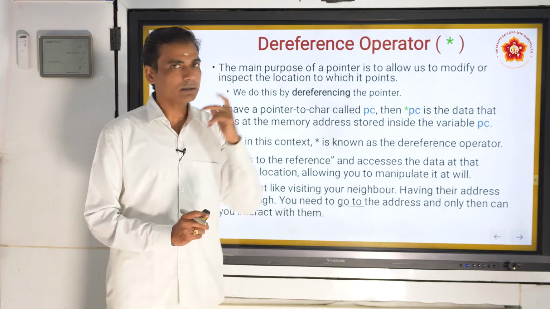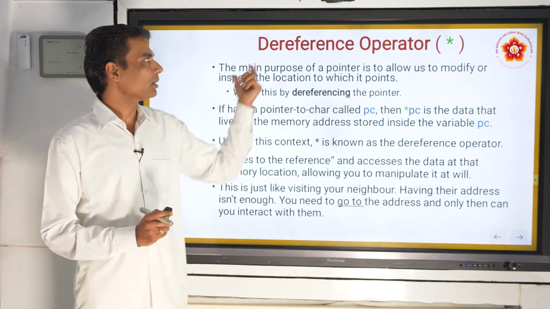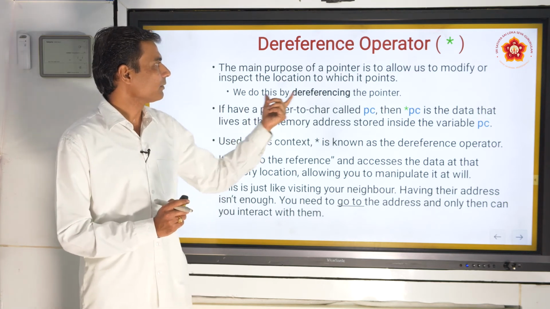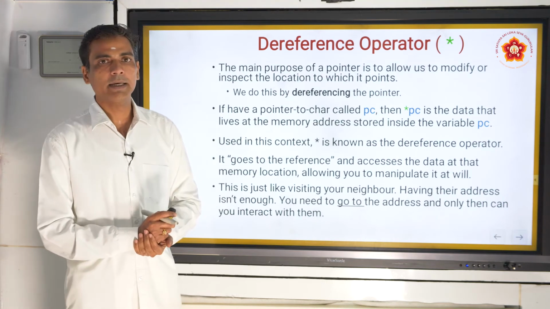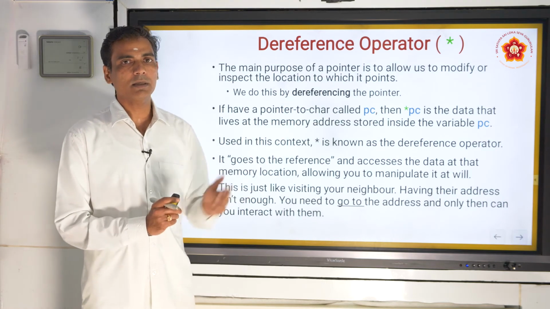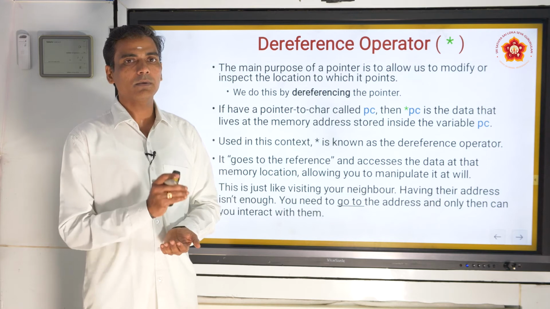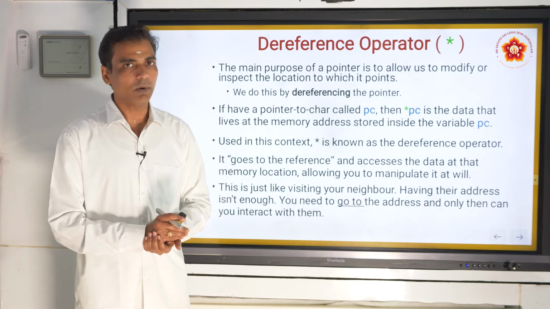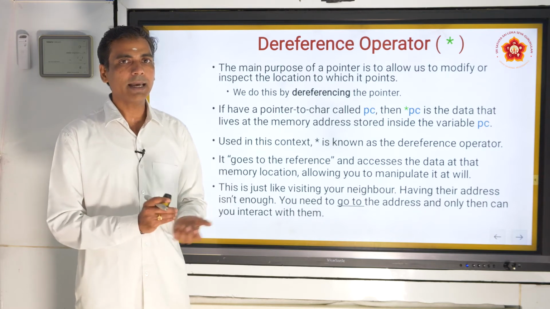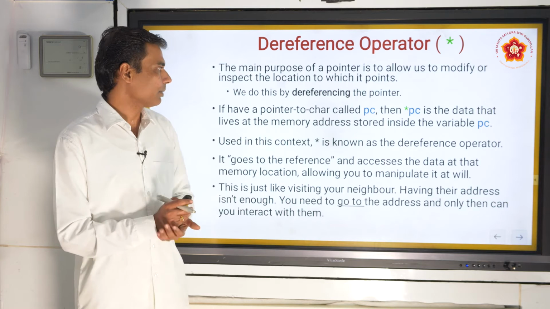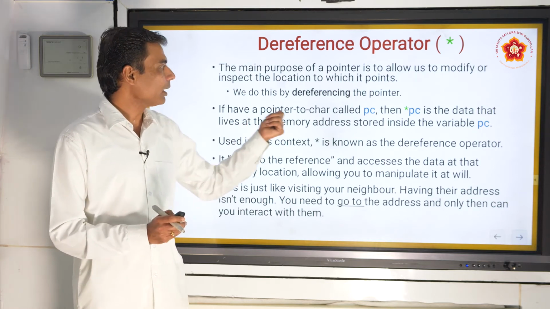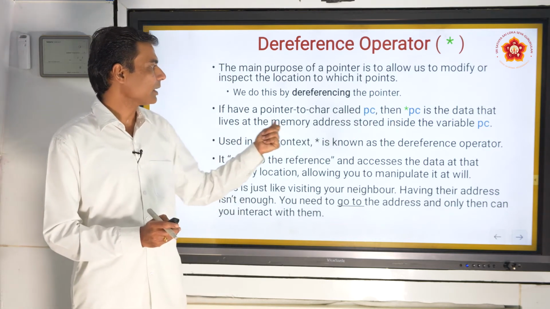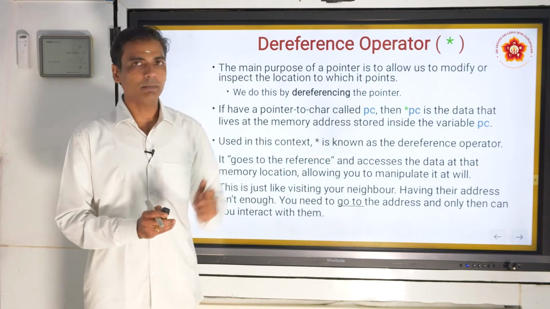So here we have noticed the use of the star operator. We call it a dereference operator. The main purpose is dereferencing the pointer. Whenever we want to refer to the value which is stored at the address to which the pointer is pointing, we can access that value with the help of this star operator. So if we have a pointer to char called pc, then star pc is the data that lives at the memory address stored inside the variable pc.